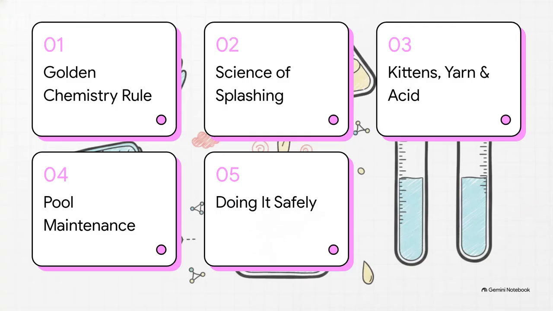Let's get into it. Here is our roadmap for today. First, the golden chemistry rule. Second, the science of splashing. Third, kittens, yarn, and acid. Fourth, real-world pool maintenance. And finally, doing it safely.